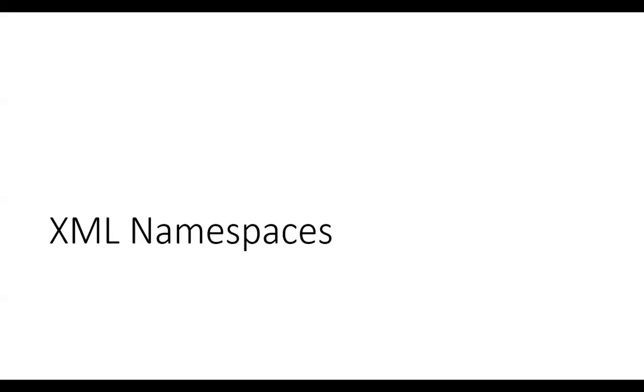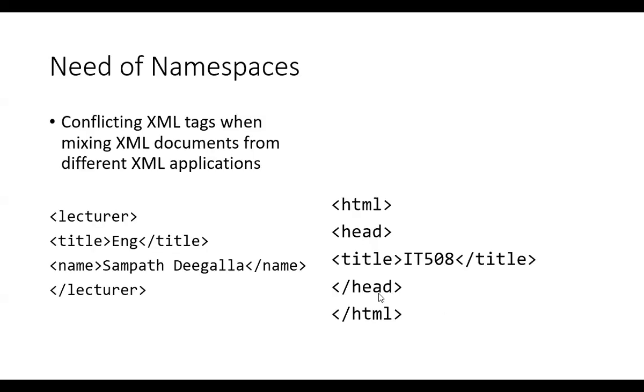The next thing I would like to discuss is what we call namespaces. Sometimes we have to work with multiple applications, and if similar tags are used, for example, on the left-hand side you have an HTML document and we have another HTML. If you are using both, notice that the title tag is common to both. And this is confusing, right?